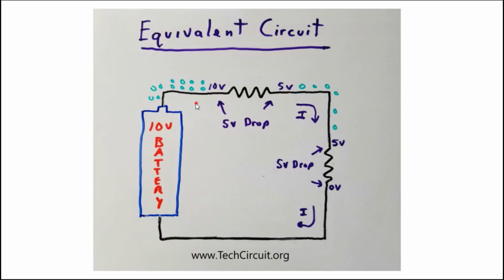In a circuit such as this, with more than one load, such as 2 resistors, the sum of the voltage drops across the resistors will always be equal to the supply voltage. So we have 5 volts here, 5 volts there, and a 10 volt supply voltage. If we had just one resistor here, the voltage drop would be 10 volts, and that would be equal to the supply voltage.